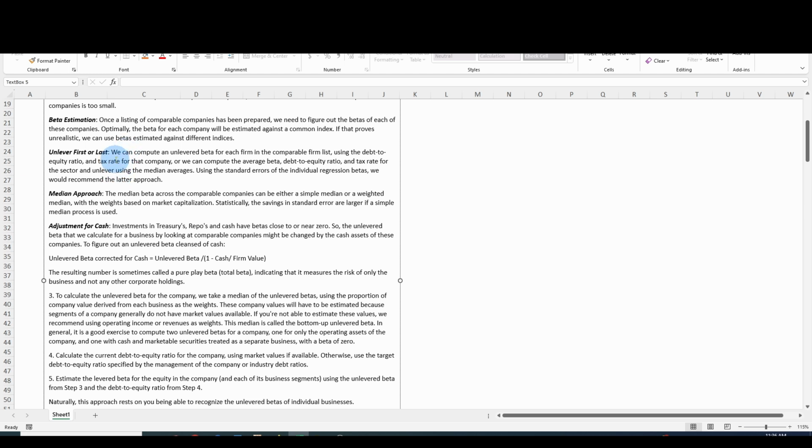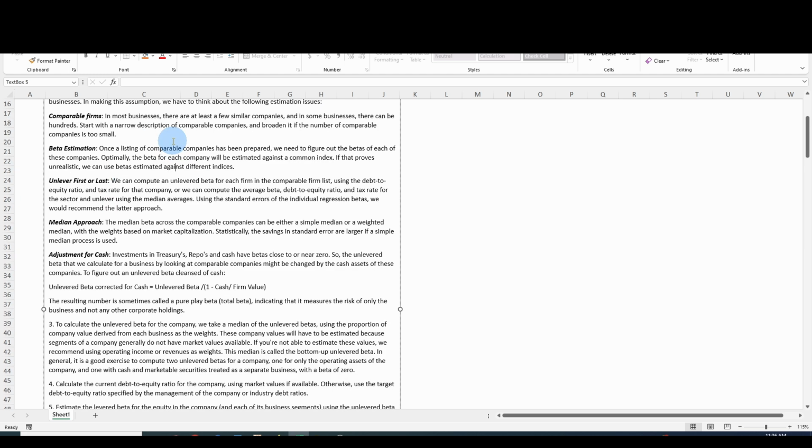Unlever first or last. Let me go back here. I was saying we're using regression betas. Well, to estimate the bottom-up betas, here is the hypocrisy here. We're going to use regression betas to determine the bottom-up beta. And you're going, what? You just badmouth historical data. How does this work, Brad? Well, hold on, be patient.